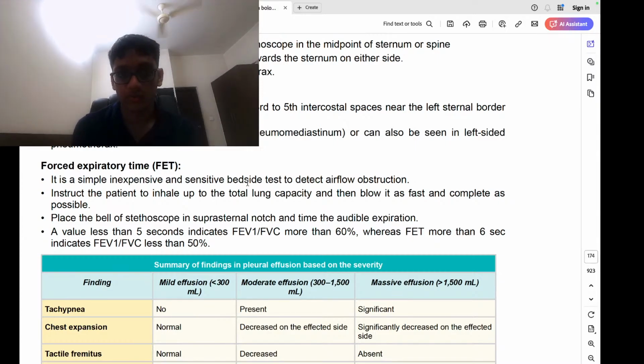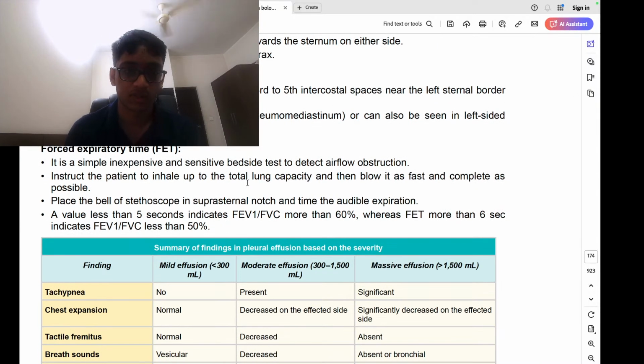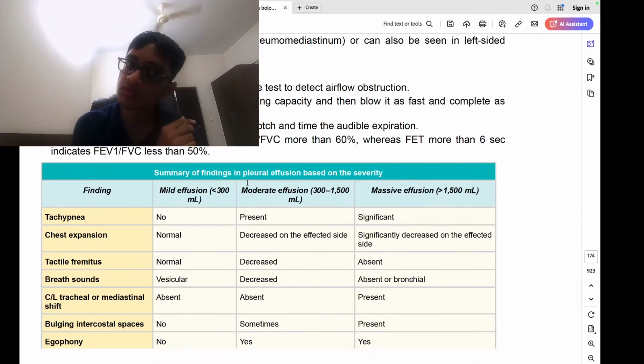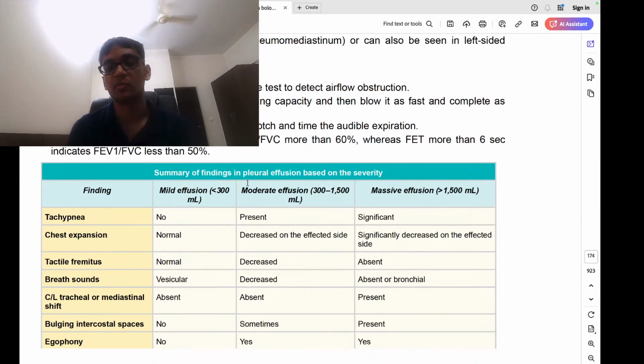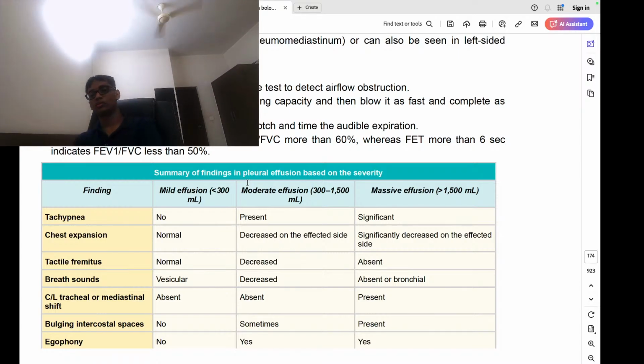First, expected medicine allergies. Here is an inexpensive and sensitive bedside test to detect airflow obstruction. Ask the patient to inhale up to total lung capacity and do it as fast as possible.